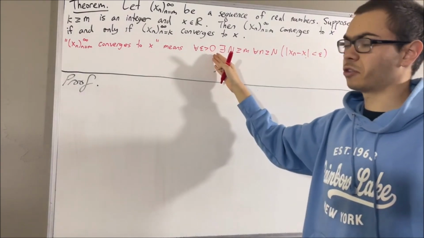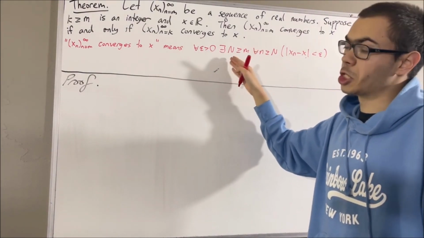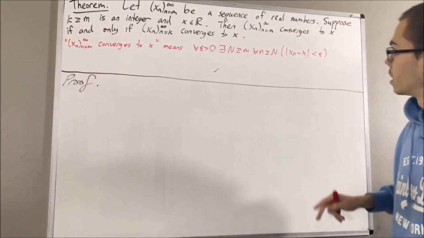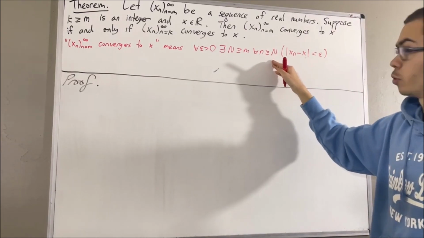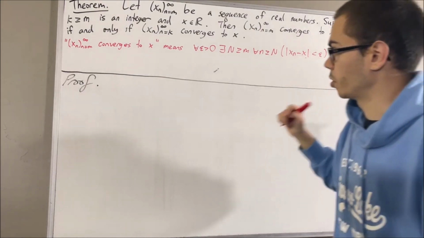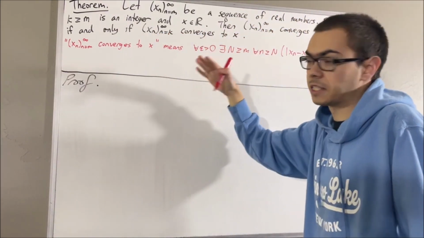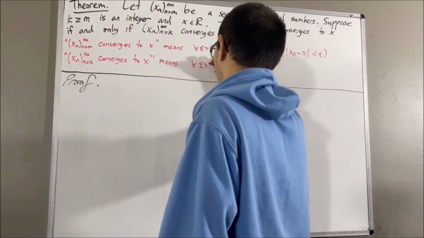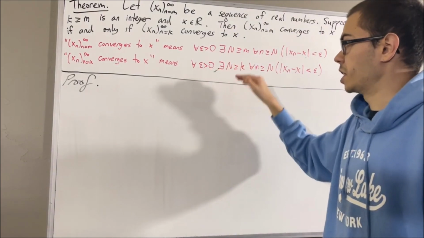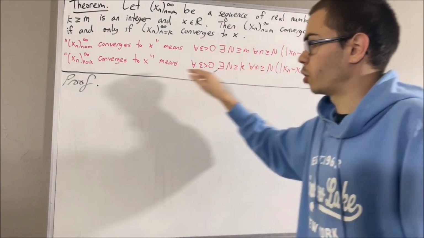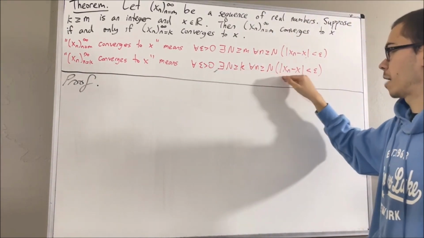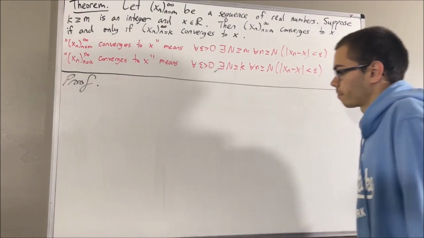It means for every epsilon greater than 0, there exists an integer capital N greater than or equal to the starting index m, such that for all n greater than or equal to capital N, the absolute value of xn minus x is less than epsilon. Similarly, to say that this sequence converges to x means the following. It means for every epsilon greater than 0, there exists an integer capital N greater than or equal to our starting index k, such that for all n greater than or equal to capital N, the absolute value of xn minus x is less than epsilon.